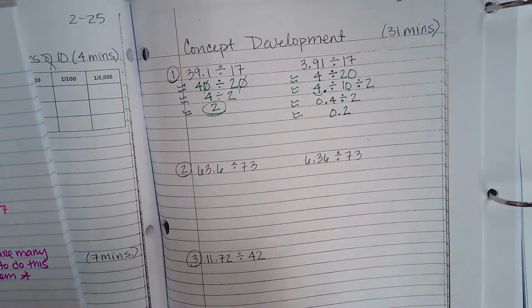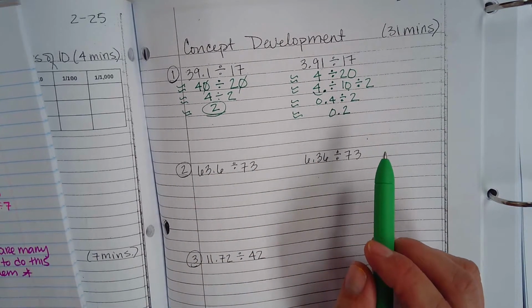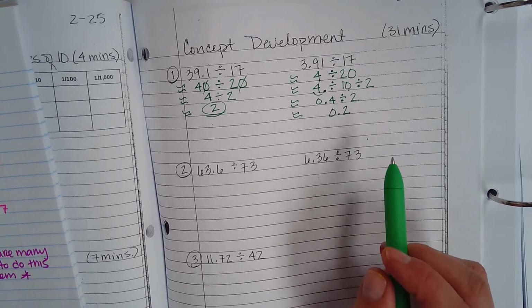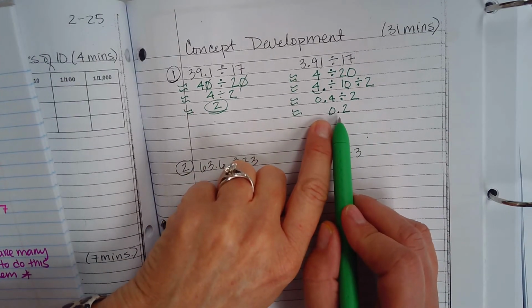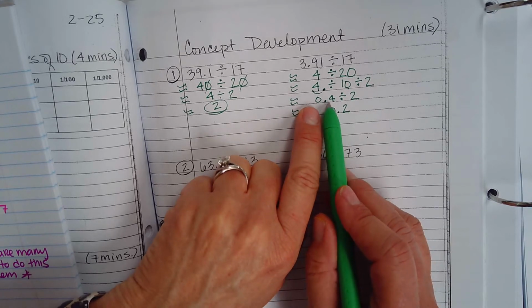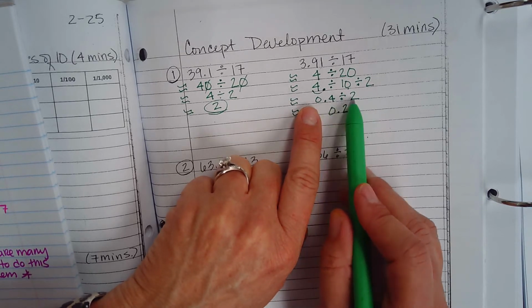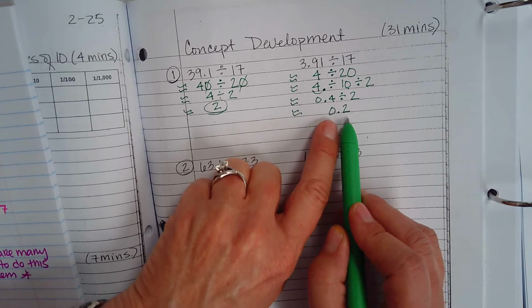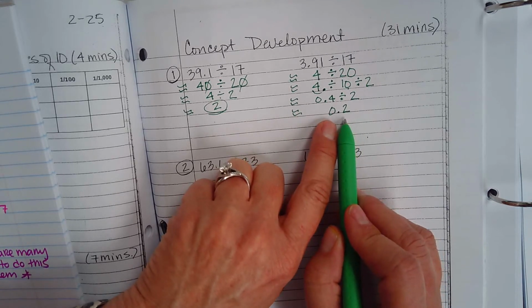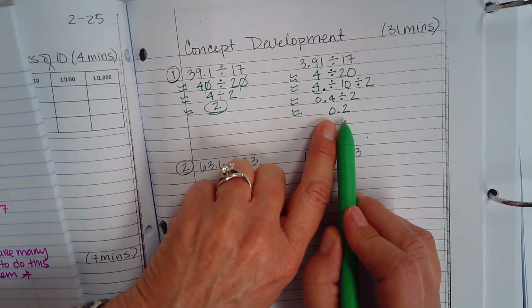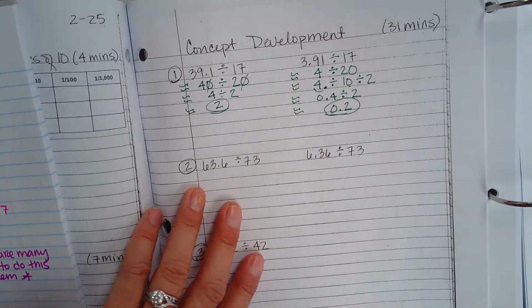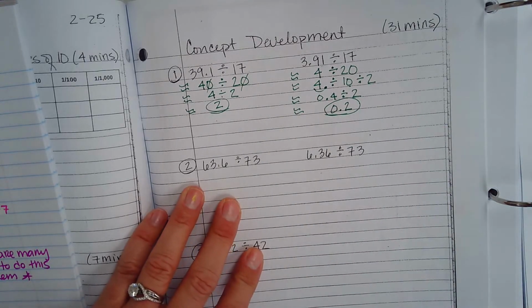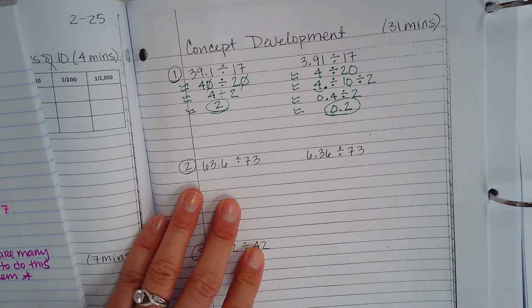And 0.4 divided by 2 is 0.2. Now remember, think about this for a second, friends. You have one number behind the decimal here when you're dividing. So guess how many numbers are behind the decimal in your answer? 1. So I want you to remember that. That's one of those little things to check, like a mental check.